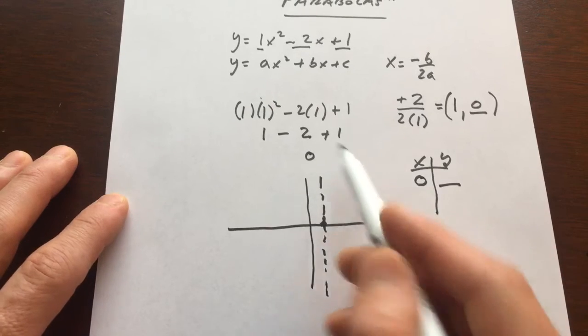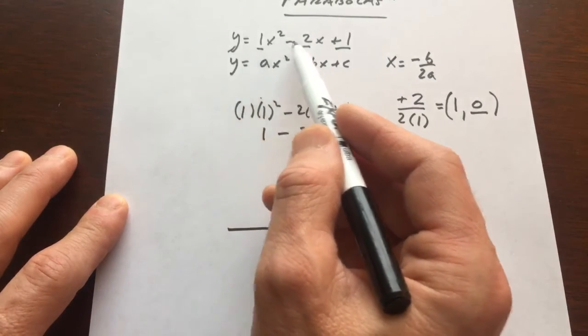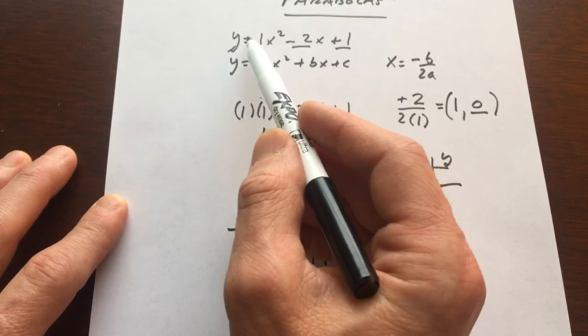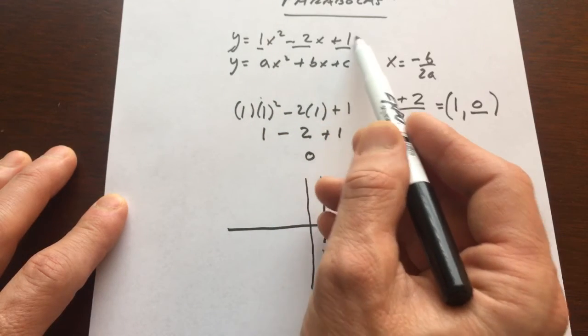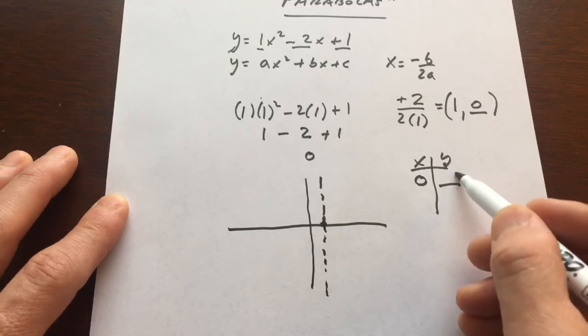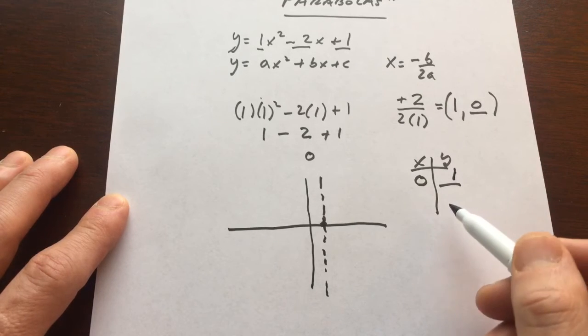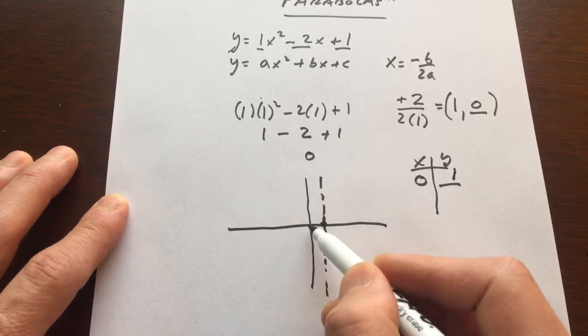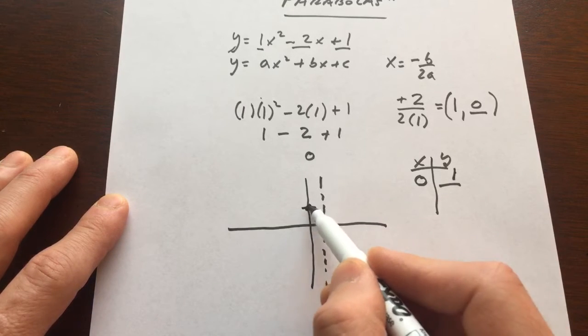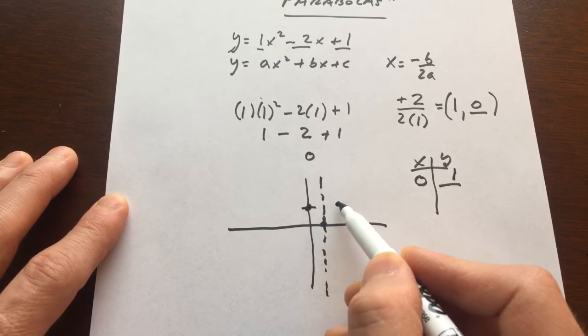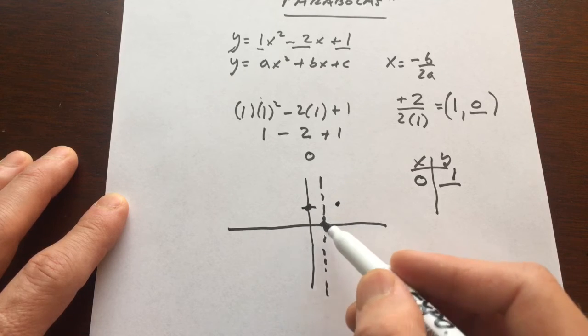So I'm going to go back over here and put 0 in for x. If you do that, you can see that this is going to make this term 0, and we're going to end up with just positive 1. So our y-intercept is at 0 comma 1. I'm just going to go up 1, and there's a point. Then if I reflect it over that line of symmetry, there's a corresponding point. So now we've got 3 points.